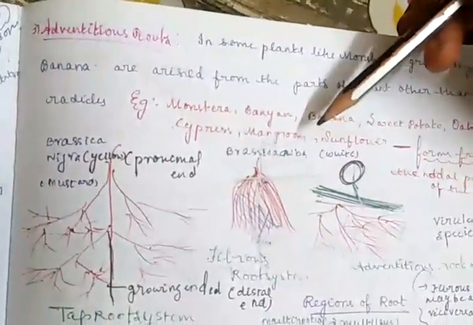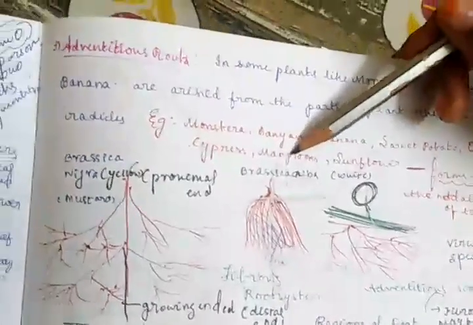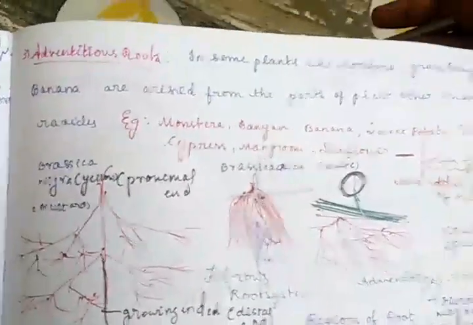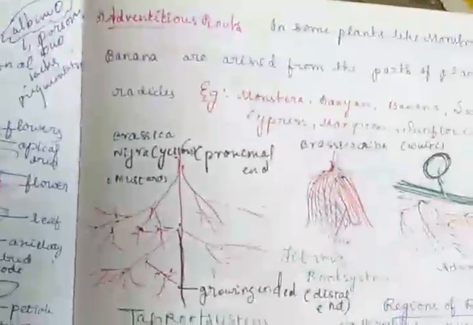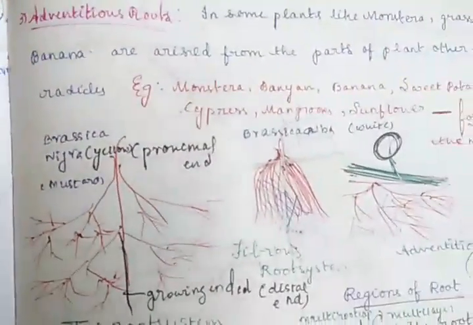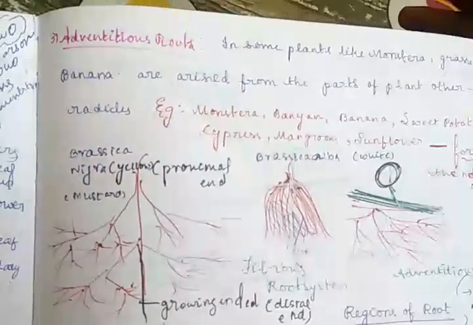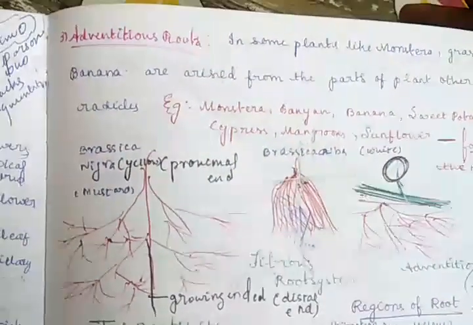Monocot taproot system may be found in adventitious roots, and fibrous root also may be found in adventitious roots. Okay, this is also one important point, friends. I want to ask you some questions. What are the main functions of the root? Absorption of water and minerals from the soil and fixation of nitrogen.